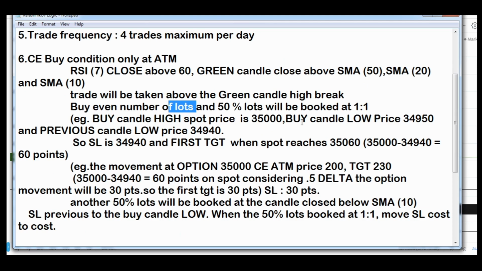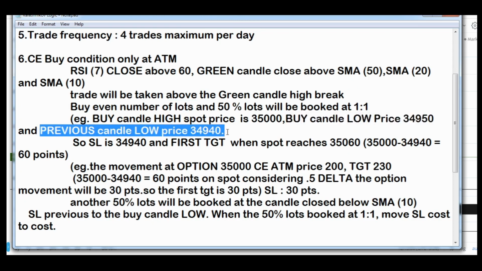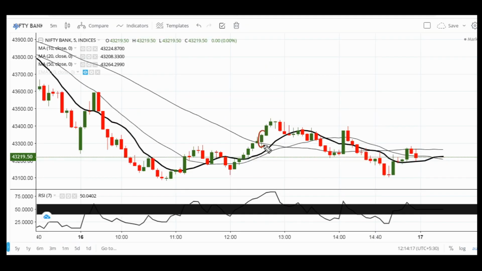Another thing is where to put SL. SL is to be put at the previous candle low of the entry candle. He has also mentioned here with an example that if the buy candle low price is this and the previous candle low price is this, then SL should be put below this level. So let's check this in the chart too. Suppose this is your buy candle, so SL should be put below the buy candle's previous candle low.